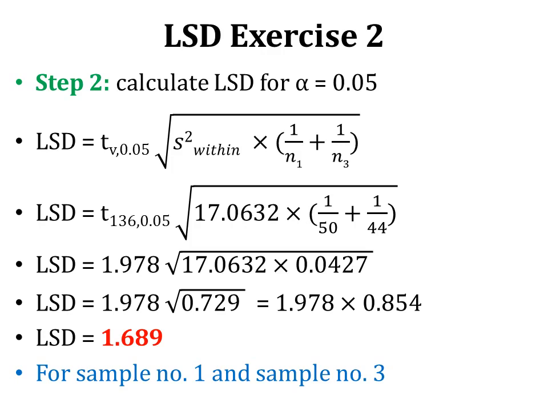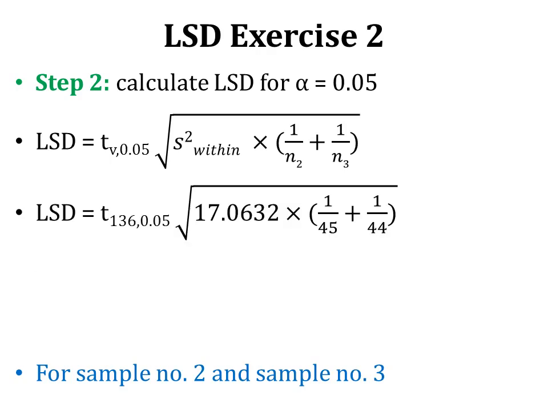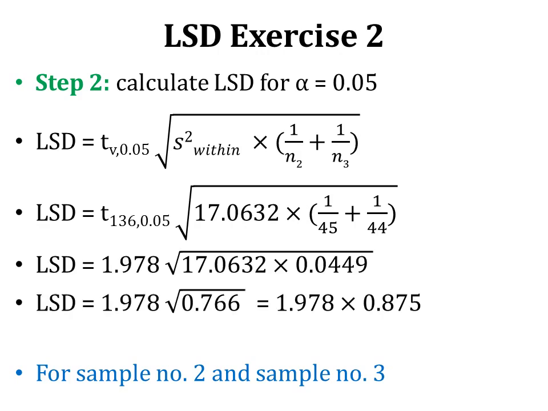So how many pairs did we have? We had 3 pairs, so we are done with calculating LSD for 2 pairs, and now the third LSD for our pair number 3. This is sample number 2 and sample number 3. In this case again the number of observations is different. The number of observations in sample number 2 is 45, and in sample number 3 is 44. So when we solve this, we get the value of 0.766. When we take the square root of this value and multiply that by 1.978, which is the t-value, we get our LSD, which is 1.73 in this case, right? So now we have calculated LSD values at 0.05 for each of the pairs.